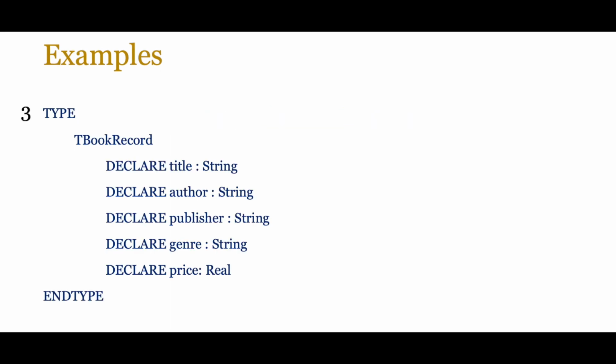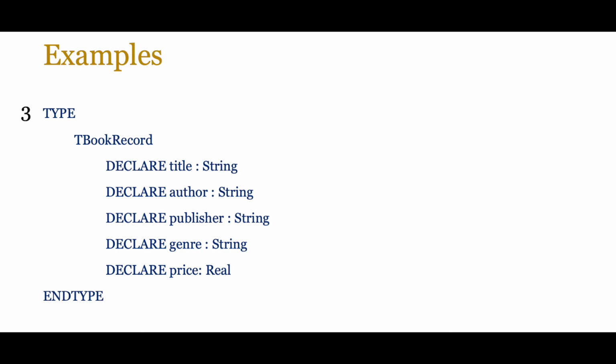Okay, so you should have a type, once again, because you're creating a custom type. In this case, we're going to call it T-book record. You might have called it whatever you want. And you would then declare a few attributes like title, author, publisher, genre, price, with the appropriate base data types like strings and real in this case. You might have different ones there. But remember, you should always end the record type that you're creating with end type. Now, you don't need to do this for enumerated. You don't need to do this for pointer, but you need to definitely do this for record.